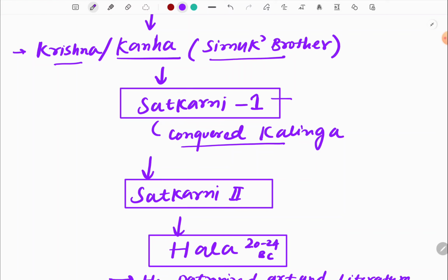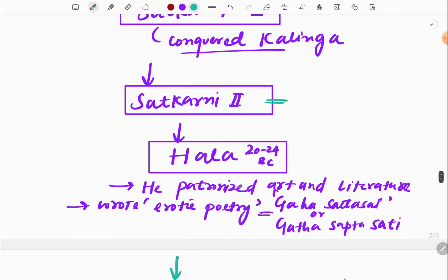After Satkarni first came Satkarni second, who is not that important, with no mention of him. After him came the ruler known as Hala. He ruled for 4 years, and he is important because he was also a poet, and he wrote an erotic poetry known as Gaha Satasi, also known as Gatha Saptasati. Whatever you call it, somewhere it is Gaha Satasi, or somewhere it is Gatha Sapta Sati. So that is the role of Hala.